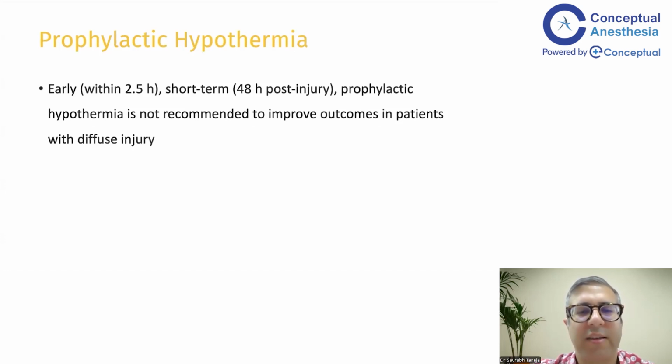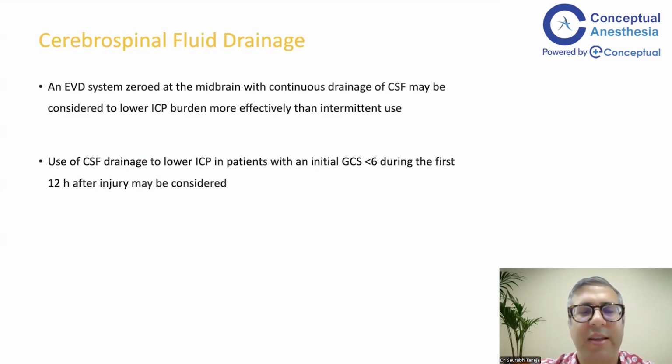Hypothermia is not recommended, as I told you, to improve outcomes. CSF drainage: an EVD system zeroed at the midbrain with continuous drainage of CSF may be considered to lower ICP. As I told you, the EVD, which is a closed system to avoid any spread of infection, is used to measure the ICP and to maintain it less than 22 millimeters of mercury. You have to zero the EVD at the midbrain, and continuous drainage is preferred over intermittent use. Use of CSF drainage to lower ICP in patients with an initial GCS of less than 6 during the first 12 hours may be considered. Again, it is just may be considered.